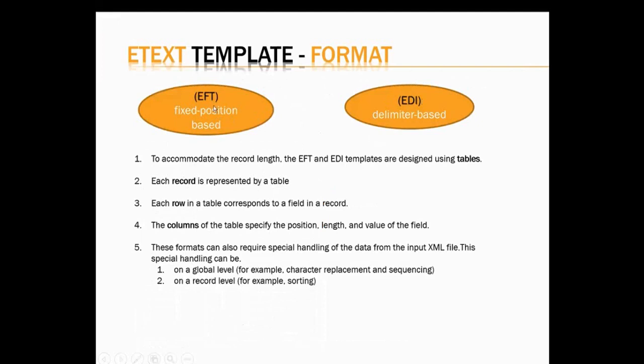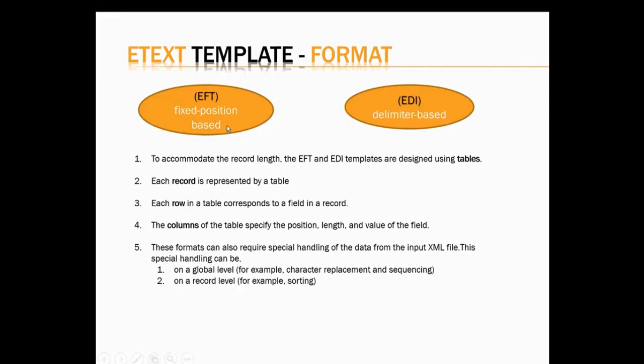The only difference between electronic file transfer and electronic data interchange file formats is that EFT is fixed position based and EDI is delimiter based. What is fixed position based and what is delimiter based? Delimiter based means a file has 10 fields, and each field is delimited by a comma or semicolon, some character. That is called a delimiter. If I say the first 10 characters are the bank name and the next 20 characters are the payment method, and so on, then it is called position based.